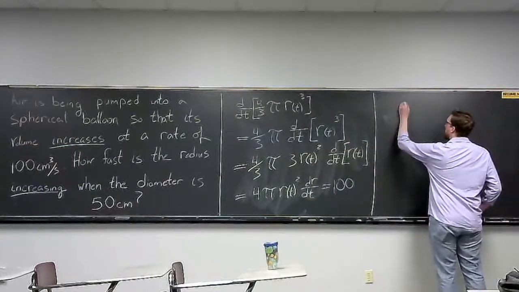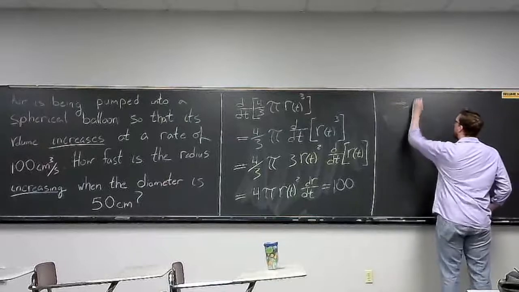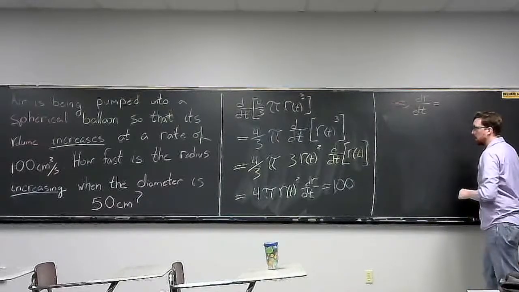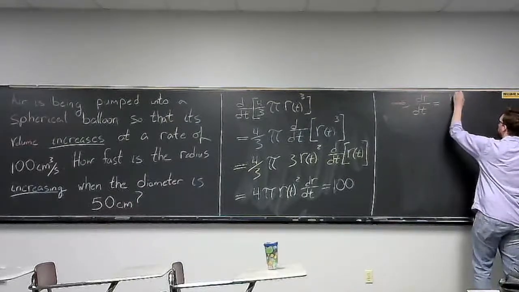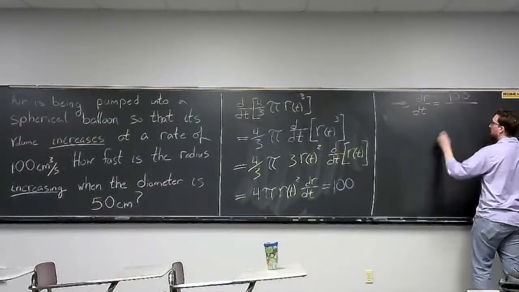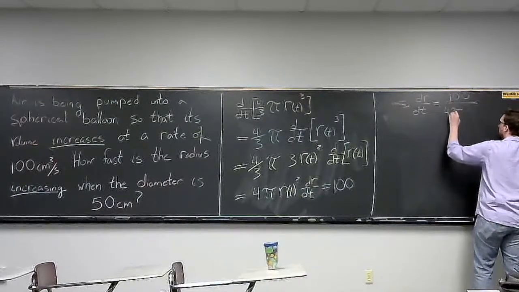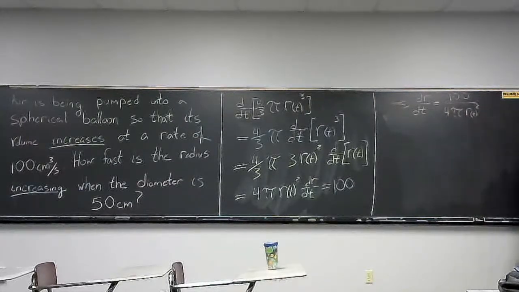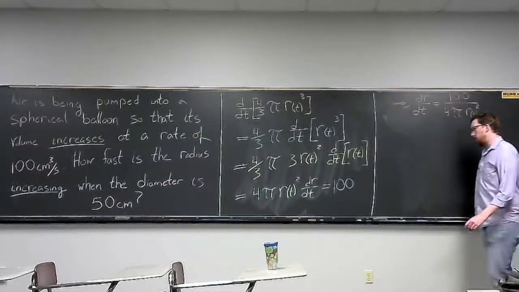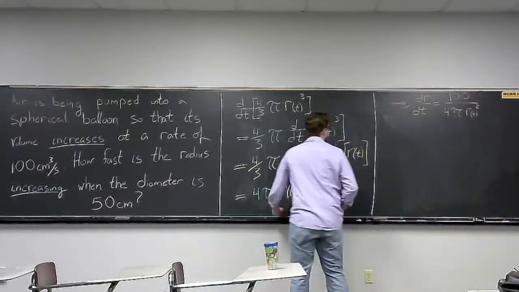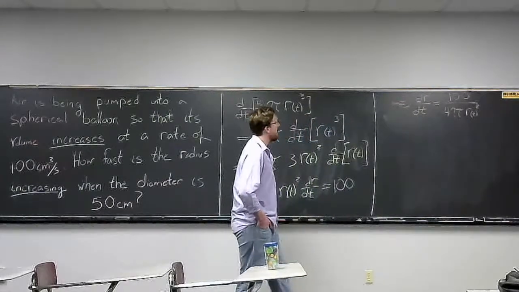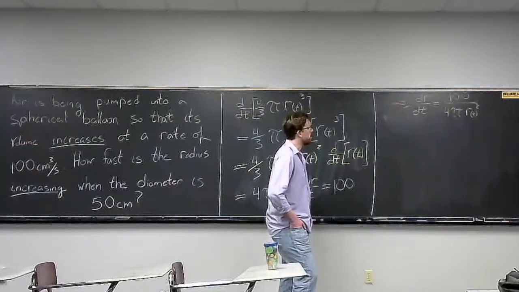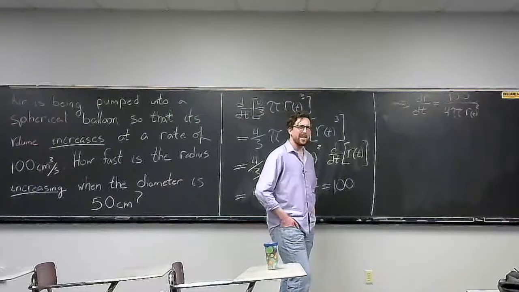This then tells us that dr/dt is equal to 100 divided by 4 pi r as a function of time squared. Okay, well, we've got dr/dt as a function with respect to time. How's that going to help us?